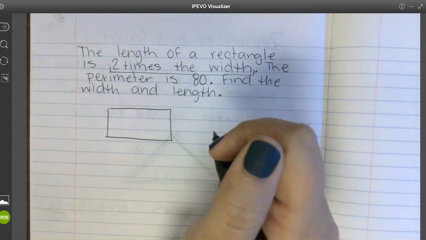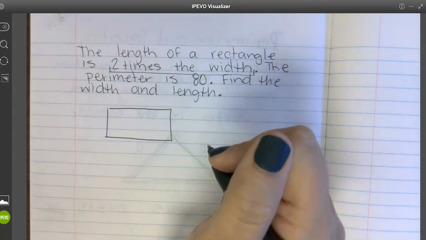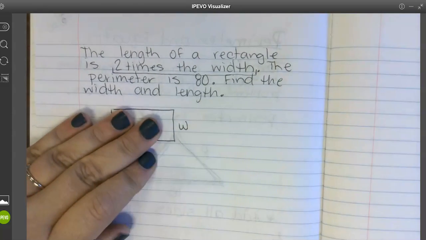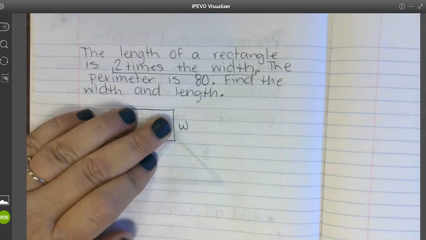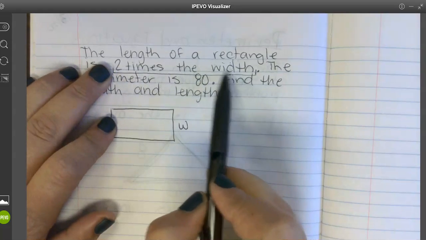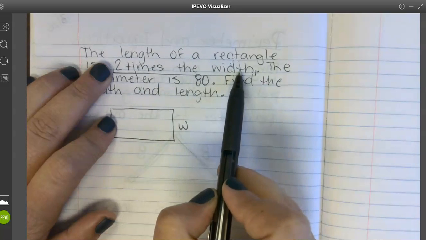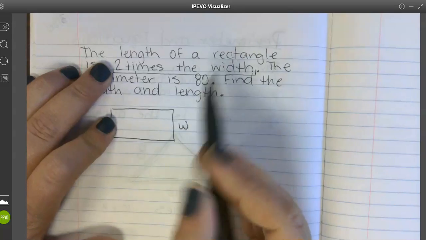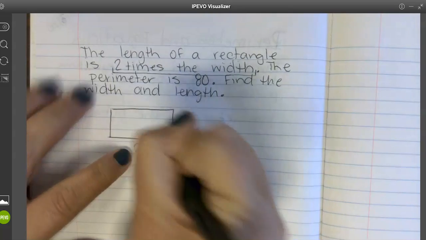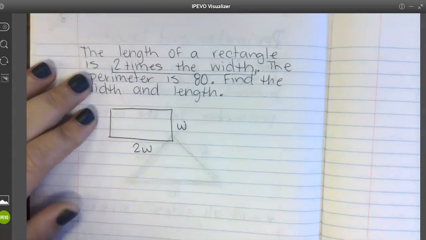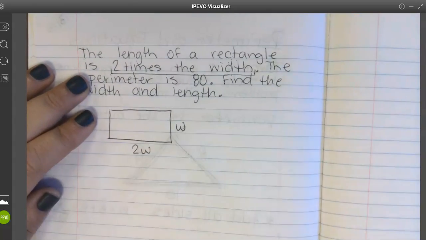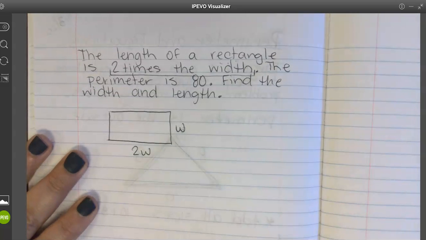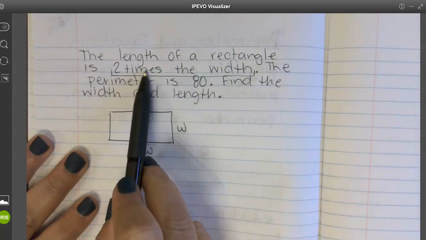So I'm going to find what is completely missing here and assign it a variable. So my width is W, and I know nothing about the width, so I'm going to put that there. I do know something about the length though. It's 2 times the width. So how can I show 2 times the width of this? 2 times W. Or I could have said W plus W. That would be width 2 times. It doesn't matter how you show that, it's going to be the same thing. Okay, I'm going to show it with multiplication, especially since it says times.